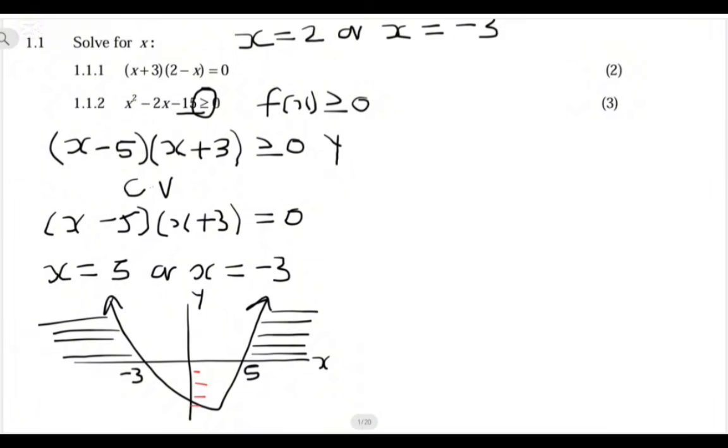So it means that our answers are found when x is less than -3, or when x is greater than 3, perfect. So x is going to be greater than or equal to 5, or x is going to be less than or equal to -3. So this is how we solve those kinds of questions. Let's move on to the next.